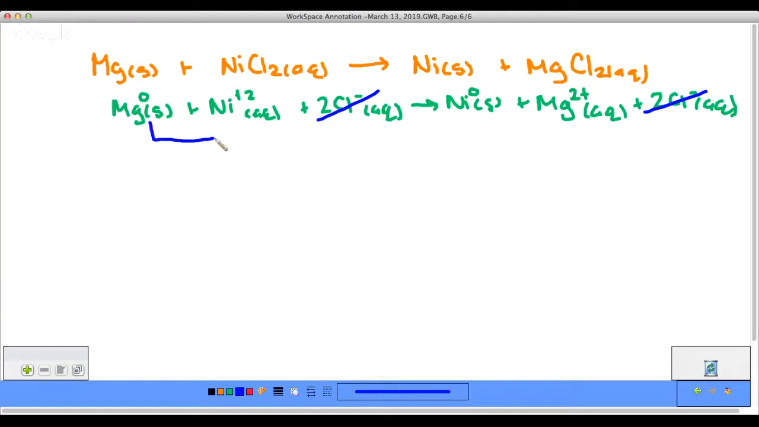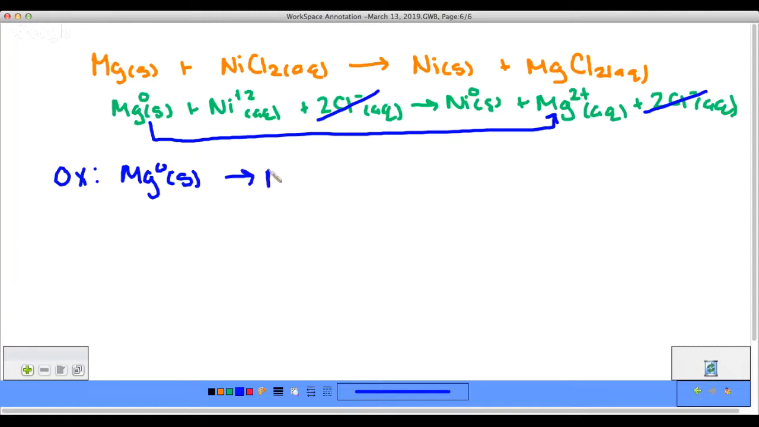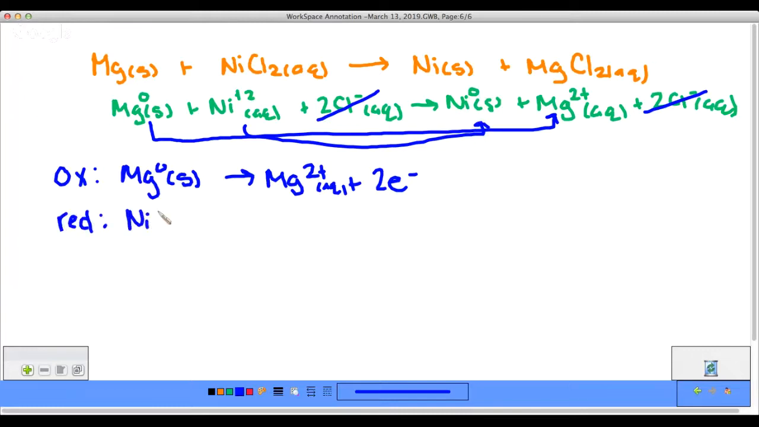What we can see is magnesium goes from 0 to a +2 charge. That means that it's being oxidized. So my oxidation reaction is magnesium 0 solid going to Mg 2+, and it is losing 2 electrons. This is aqueous. Nickel is gaining 2 electrons, so that's my reduction. So we're going to go from nickel with a 2+, aqueous. It's gaining 2 electrons, so that's going to go in my reactant. And then we're going to go to nickel solid. So there is that reaction.